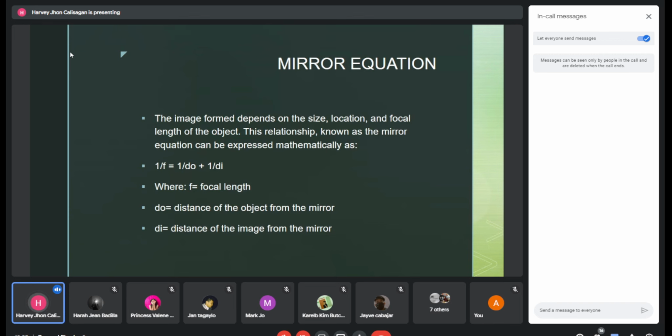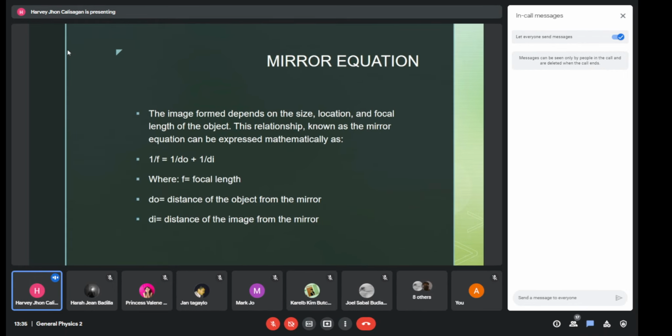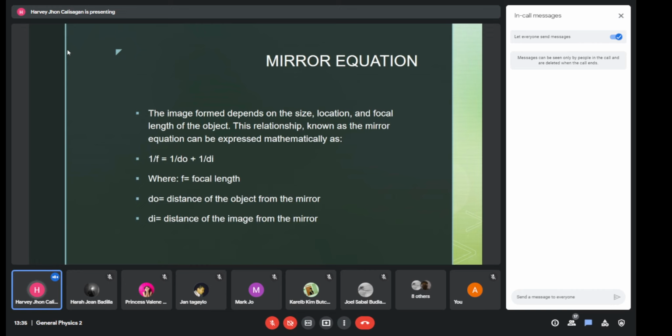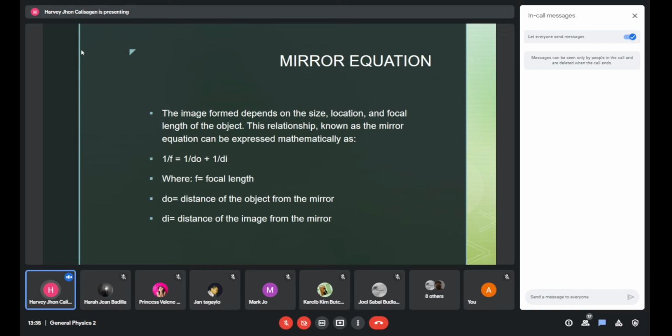You can still remember your reflection in the mirror. The mirror that we have is the plane mirror. Let's visualize a plane mirror in front of you, showing your whole body. The image that will be formed inside that mirror is dependent on the distance. First, the location. What is the size of the object and what is the size of the subject?